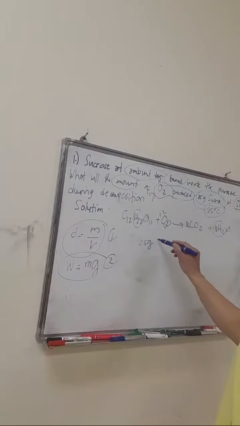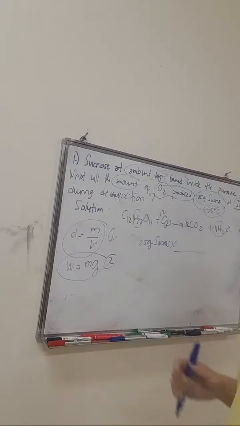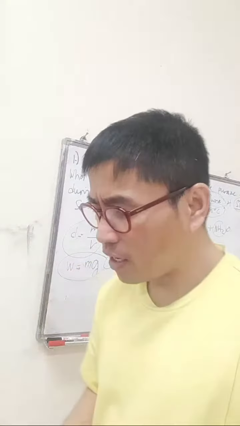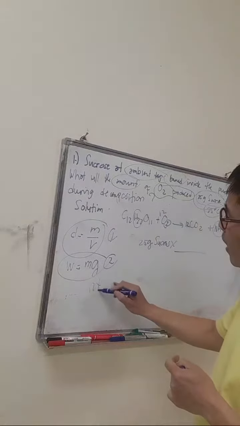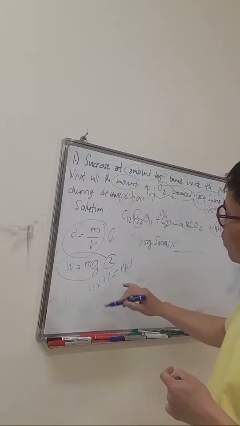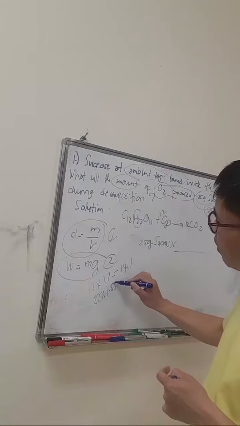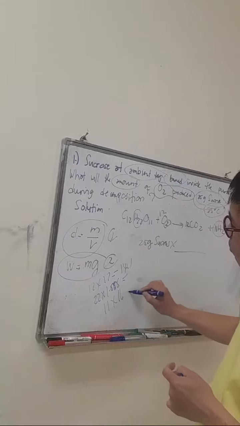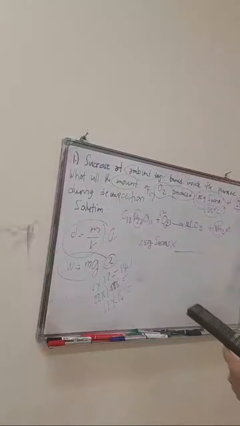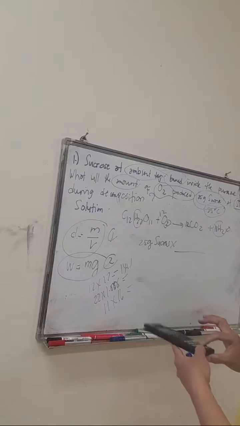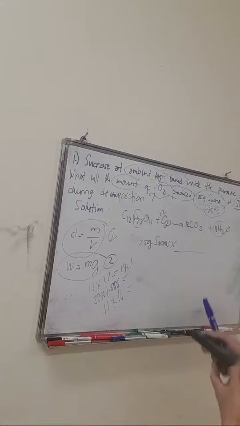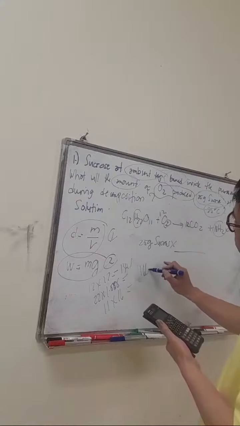So, 25 grams of sucrose. I don't know the molecular weight of sucrose, or molar mass. Based on my memorization, it is 180 point something. Let's check it by computing: 12 times 12 is 144, plus 22 times 1.008, plus 11 times 16. That gives 180 point something, as I memorized in high school. Oh, it's right, my memorization worked.